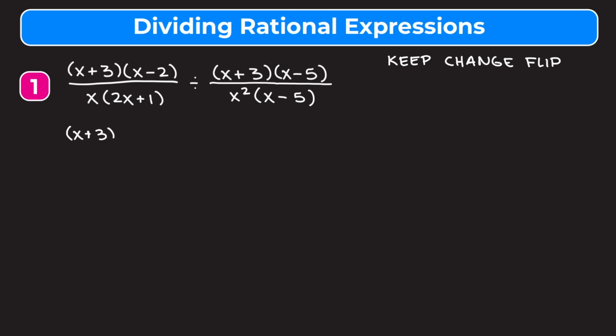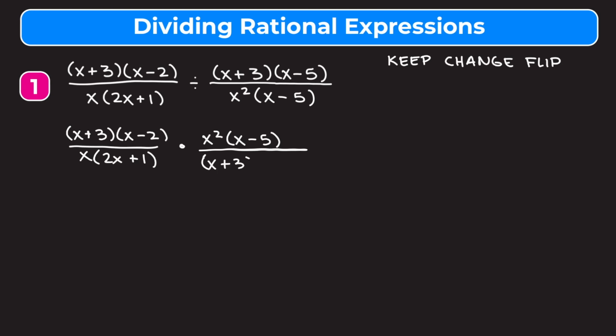So it's going to be x plus 3 times x minus 2 over x times 2x plus 1. We're going to change the division sign to a multiplication sign, and we want to flip this second fraction, so we're going to multiply by the reciprocal. So we're going to have x squared times x minus 5 on the top, and our numerator is going to be the denominator now. So we're going to have x plus 3 times x minus 5 on the bottom. And now our two fractions are already factored, which is nice.